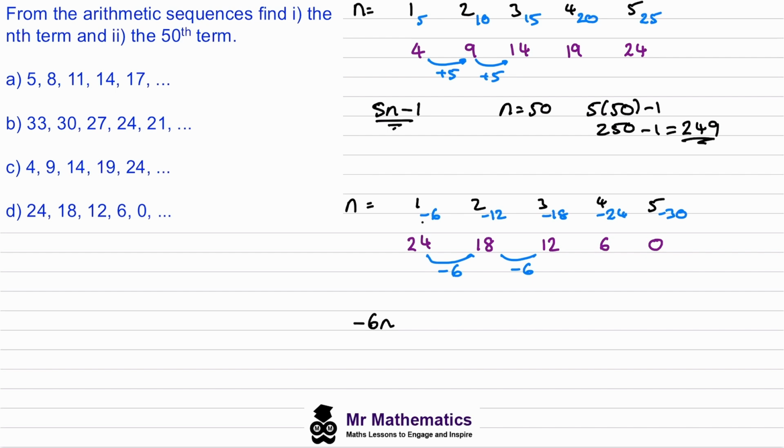And then to go from the negative 6 to the 24, the negative 12 to the 18, and each of these terms, we have to add on 30. So our nth term, we can write as 30 minus 6n. And for the 50th term, we'll substitute this into the formula. So 30 minus 6 lots of 50, which gives us minus 270. Okay?